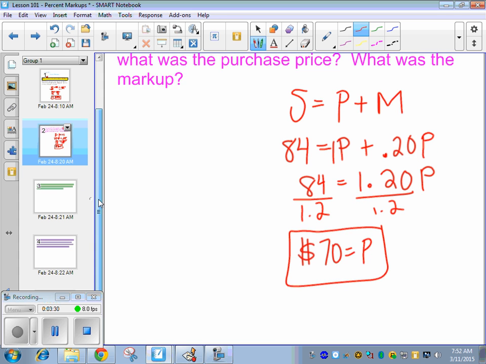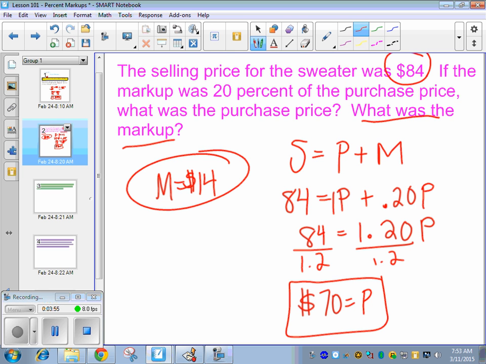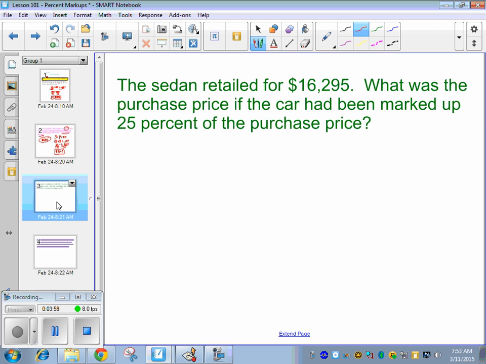Okay. So just to make sure we understand, the selling price is $84, the purchase price was $70. What was just the markup then? $14, right? Just subtract, we marked it up $14. Oh, they did actually ask that. What was the markup? That was it, $14. So it's just the difference here. We marked it up by $14 to make a profit.